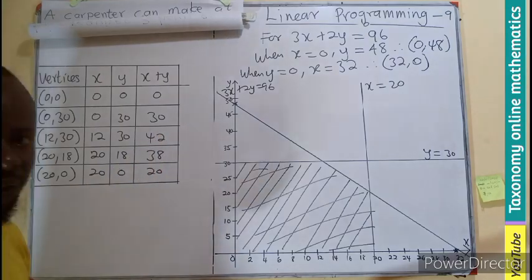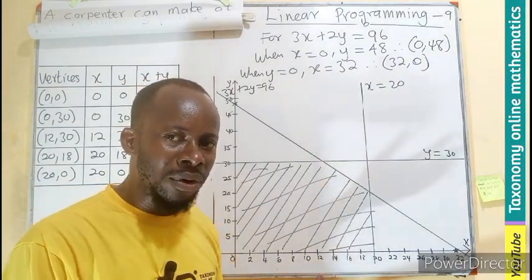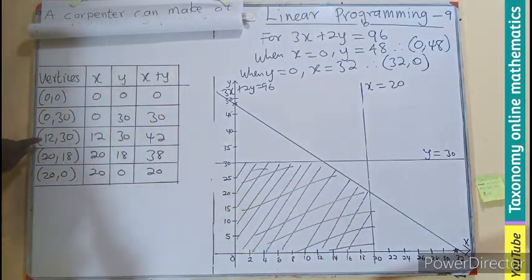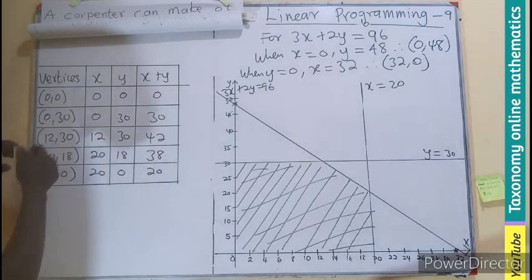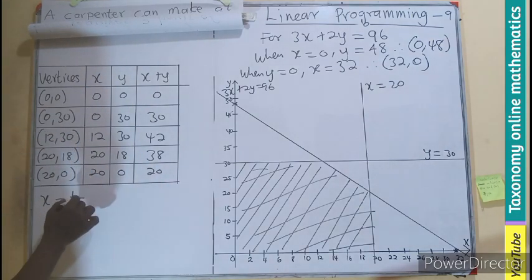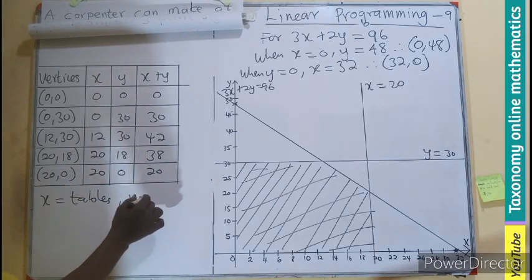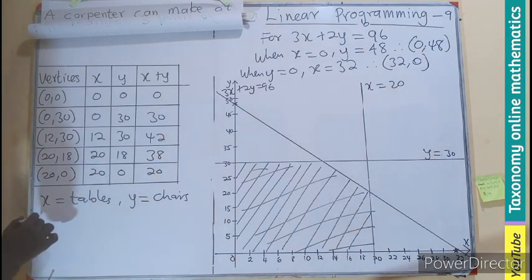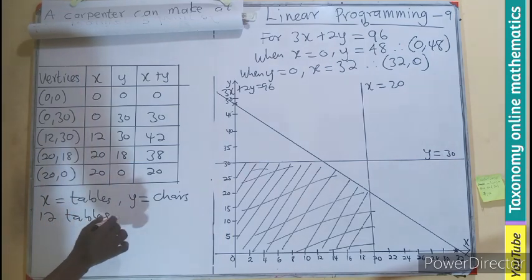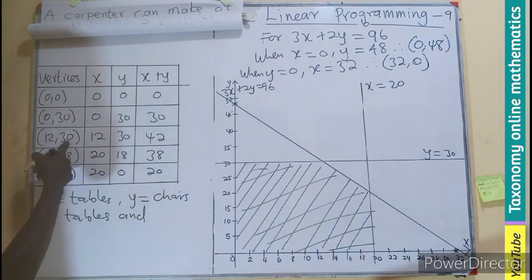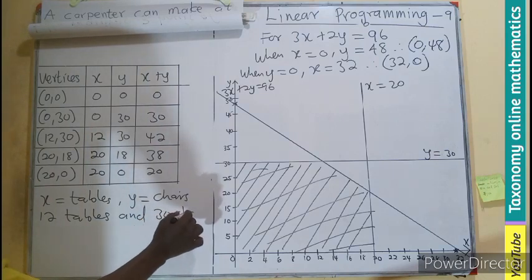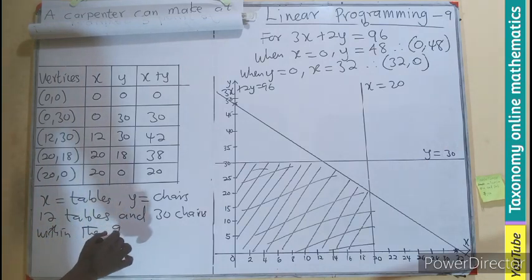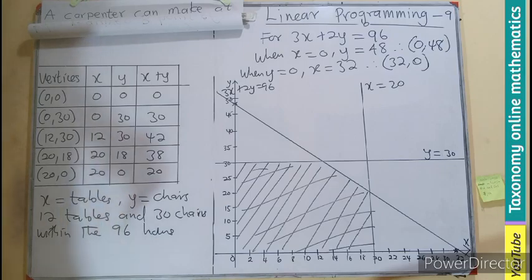But we are not going to state 42. It's the maximum number of chairs and tables that can be made in those 96 hours. So we can see that here 12 is standing in for x. And x is what? Table, right? Y is going to be chairs. So it means the carpenter will be able to make 12 tables and 30 chairs within the 96 hours of labor.